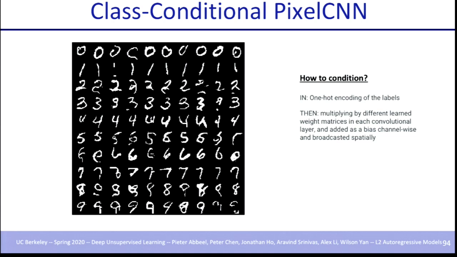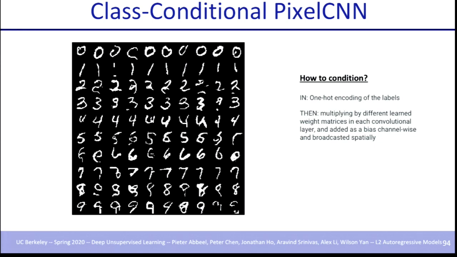First one here, class conditional pixel CNN. Instead of just training on all your data in the same way, you can say, wait, if I want to generate a 0 or a 1 or a 2, how can I force it to do that? Well, you can feed in a one-hot encoding into your component that signals what you're trying to generate. So you're feeding in the label, and then you condition on that label to generate.